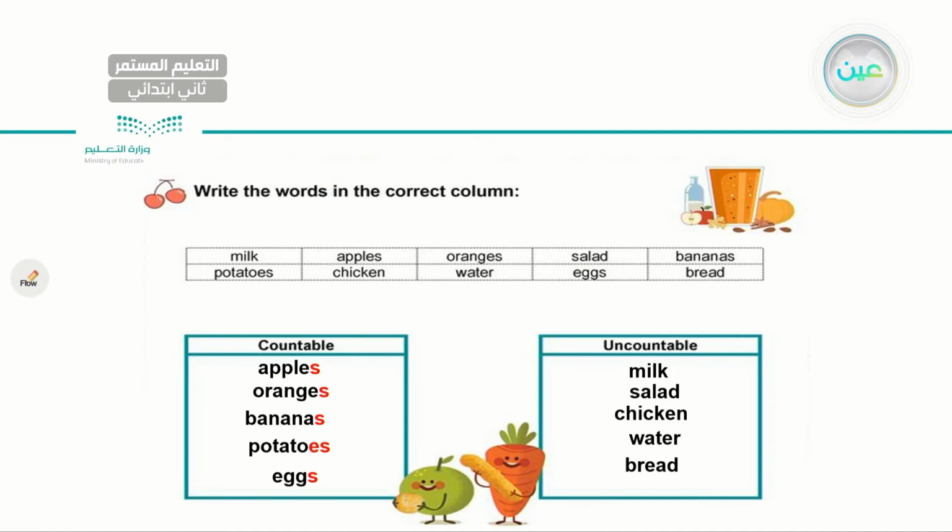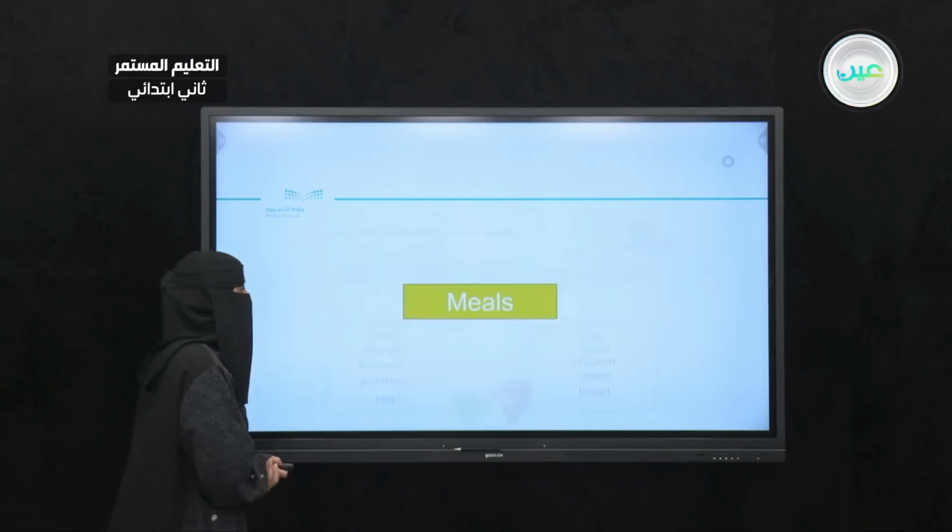So let's read our answers. For countable nouns, I have apples, oranges, bananas, potatoes, and eggs. For uncountable, I have milk, salad, chicken, water, and bread. Very good, my dear student.